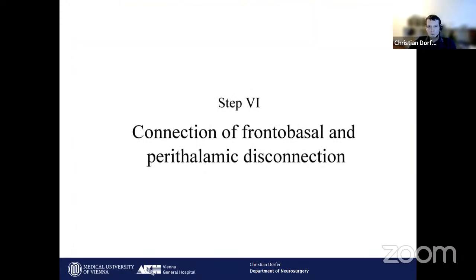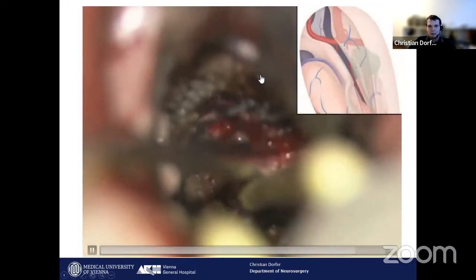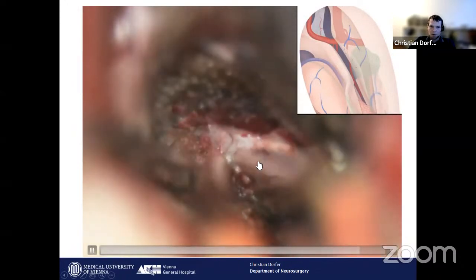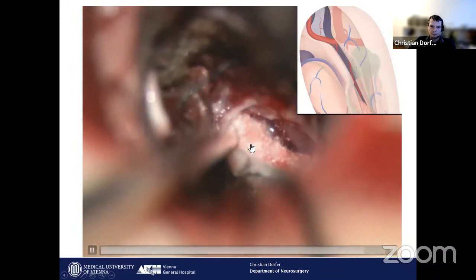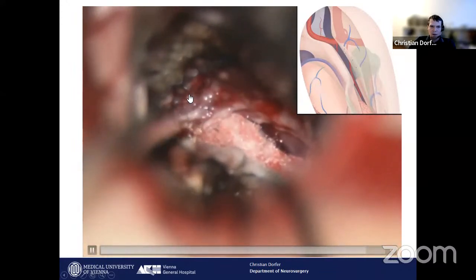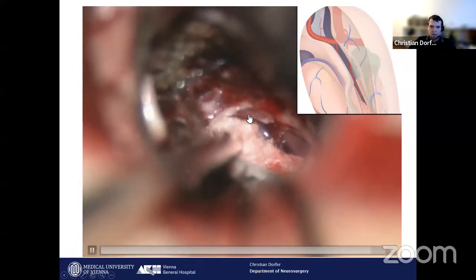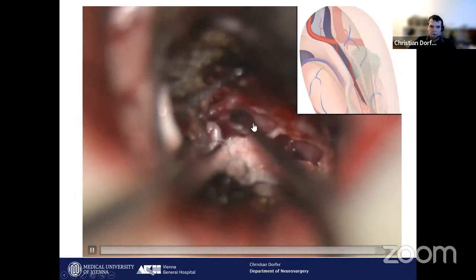And the last step is then the connection of the frontal-basal part here and the perithalamic cut, following the long axis of the optic tract. And in the end, you see then through the subarachnoid plane the basal cisterns.